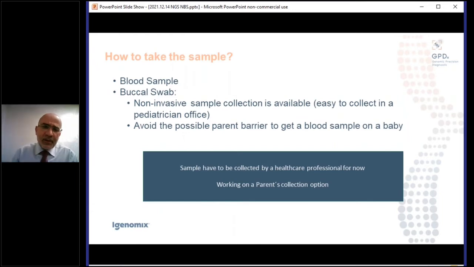And what samples can we use? In the conventional test, we use dry blood spots, so we have to have blood samples. But in genetic NGS testing, we can think about using other samples, and the easiest is the buccal swab. This is non-invasive and easy to collect, and of course this will avoid the situation where parents prefer not to stick the child. So this will make it much easier. The other thing is that at this point, we collect samples from healthcare providers, but in the future, we can provide kits directly to patients.